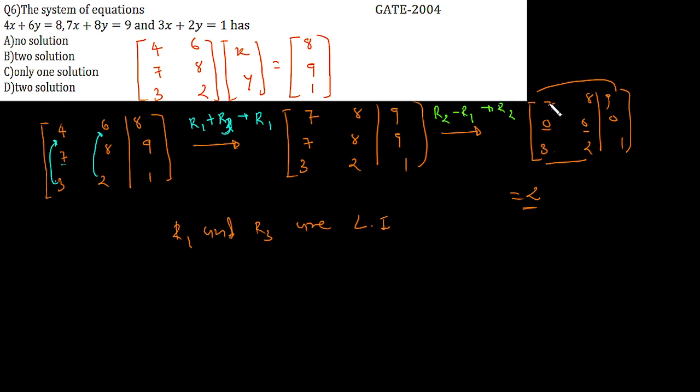So the rank of this system is 2, and we also have the number of variables here exactly 2, x and y. So we have a unique solution for these three equations. So only one solution, or in other words, a unique solution for these three equations will exist.